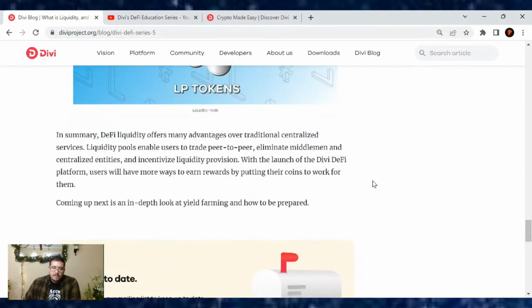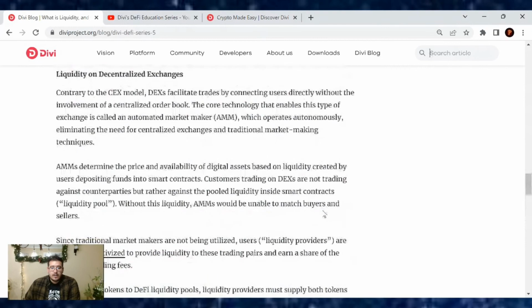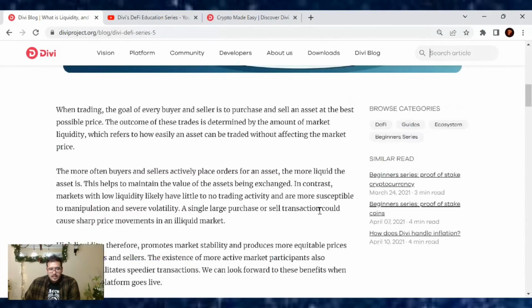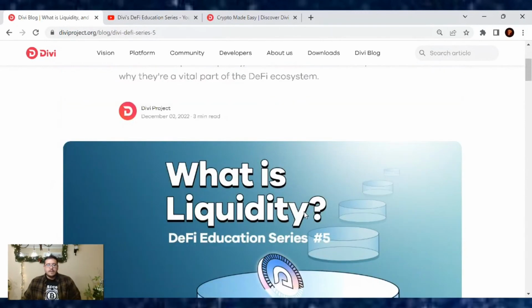So in summary, DeFi liquidity offers many advantages over traditional centralized services. Liquidity pools enable users to trade peer-to-peer, eliminate middlemen and centralized entities, and incentivize liquidity provision. With the launch of the Divi DeFi platform, users will have more ways to earn rewards by putting their coins to work for them. Coming up next is an in-depth look at yield farming and how to be prepared. So be ready for that article. That's a good one. And in that one, they will go over the risks when it comes to impermanent loss. So yes, that will be number 6 in the series, but this was a great one.